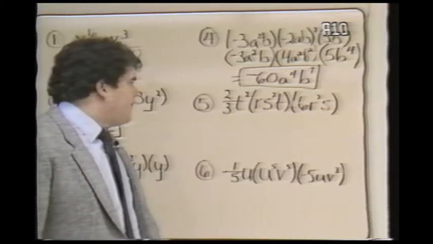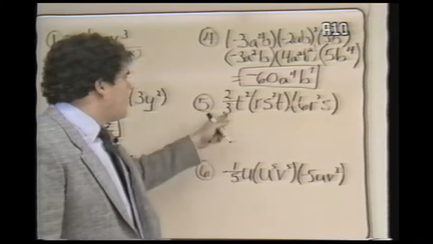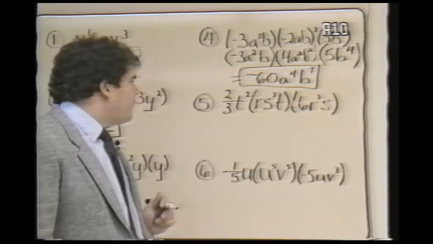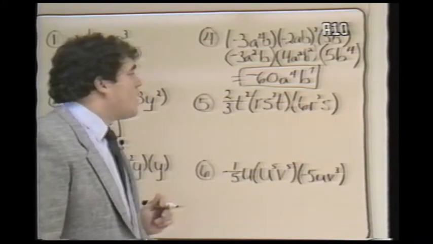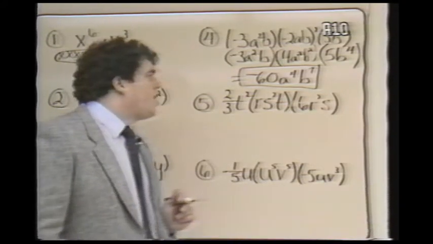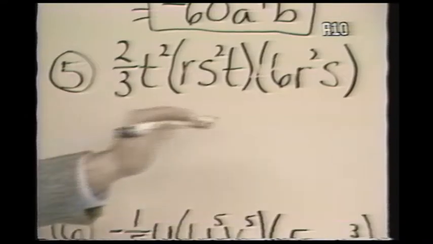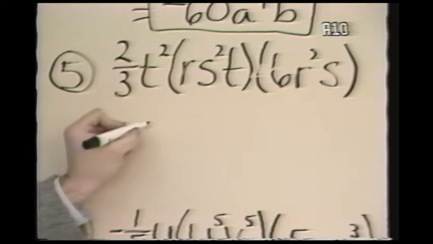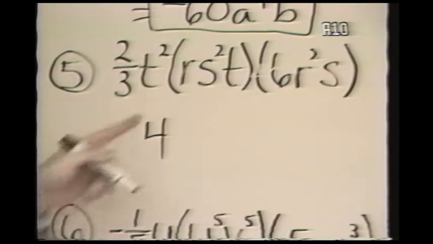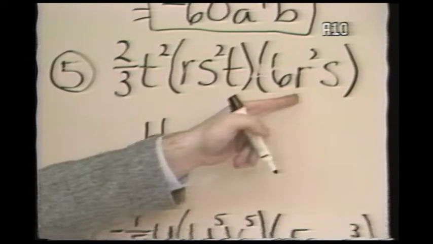Problem number 5. We have 2/3 t squared times r s squared t times 6r squared s. Well, let's see. 2/3 times 6 is 4. Now let's take a look at the r's. We have an r here and an r here.